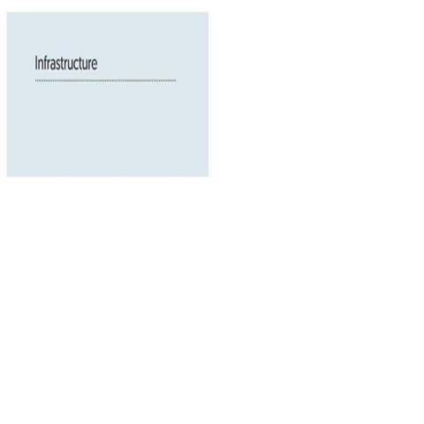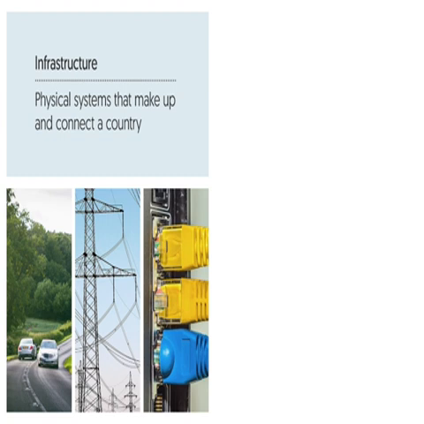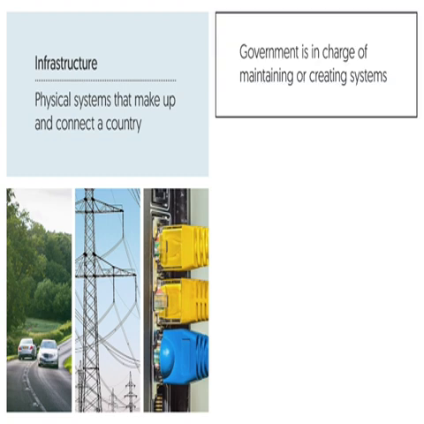The first area is infrastructure. Infrastructure is all around us, but it's quite hard to define. It's all the physical systems that make up and connect a country. This could be roads, power supplies, or even our internet connection. The government is in charge of maintaining or creating these systems.